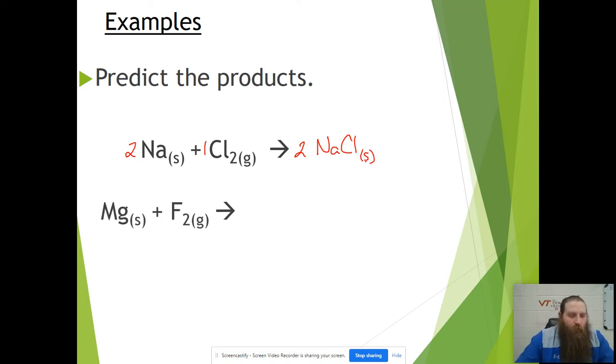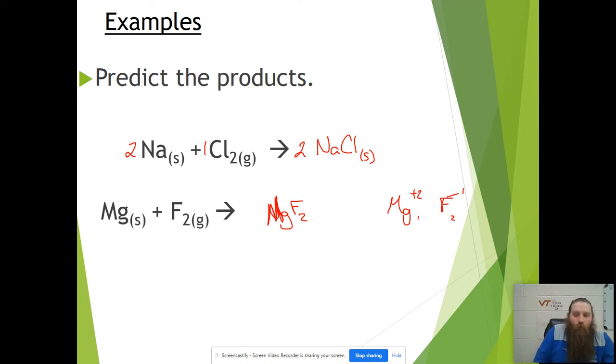Here would be another one. I have magnesium and I have fluorine. Notice magnesium is +2, fluorine is -1, so I'm going to get MgF2, from our cross-charge method. So that's going to be a 1, that's going to be a 2. We're going to bring those charges down and drop the signs. Now, in this case, it's actually 1s all the way across: 1 magnesium on both sides and 2 fluorines.